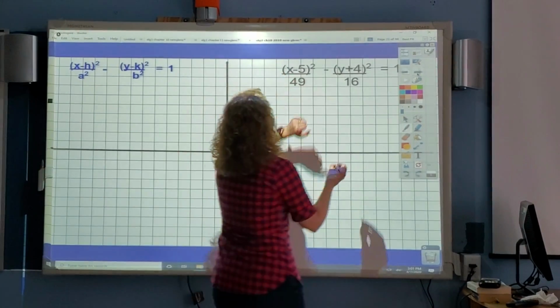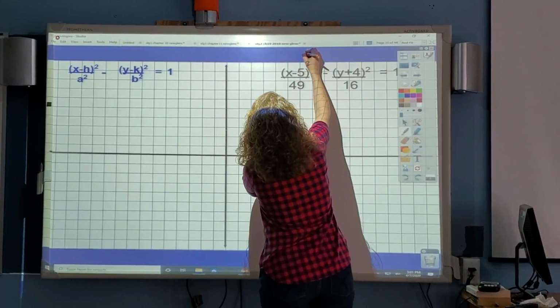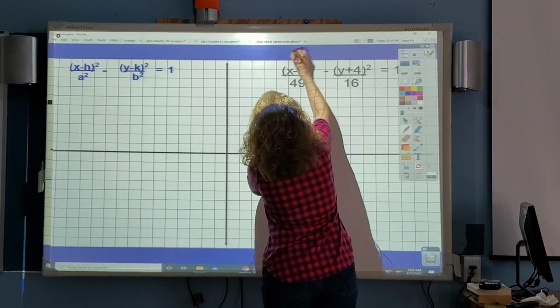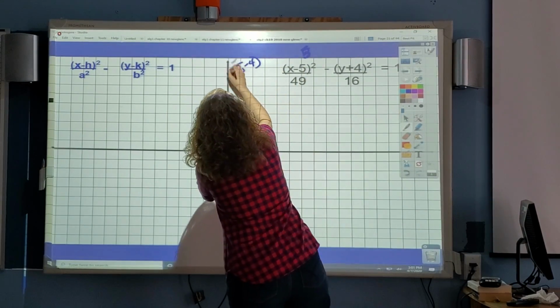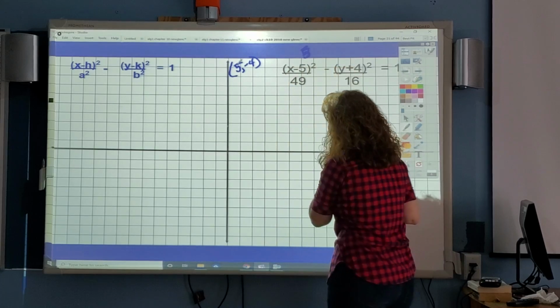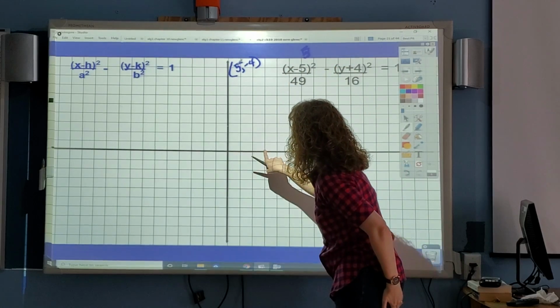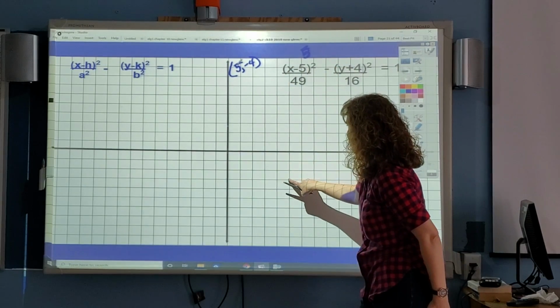So the center point is at 5, and I'll write it over here. 5, negative 4. So go to 5, negative 4. 1, 2, 3, 4, 5. 1, 2, 3, 4.